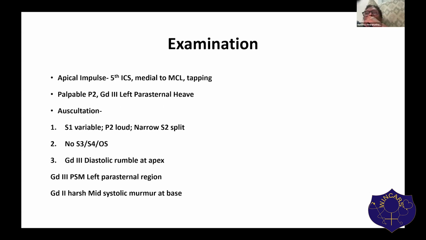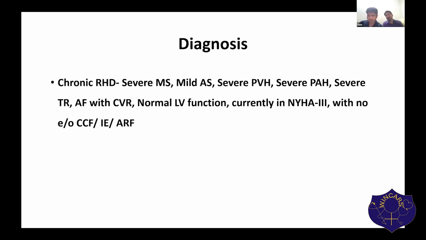Many things are missed in your presentation, like S1 variable, you said. Even though it is variable, you have to say whether on the whole it is loud or not, whether it is generally loud or soft. That is important, isn't it? So you go to your diagnosis slide and tell each component, why you diagnose the severity like that. That will show almost all of your examination findings, whether you have done them properly or not.